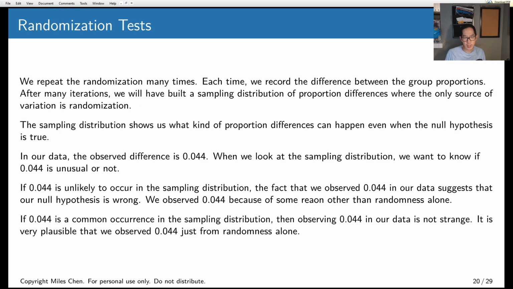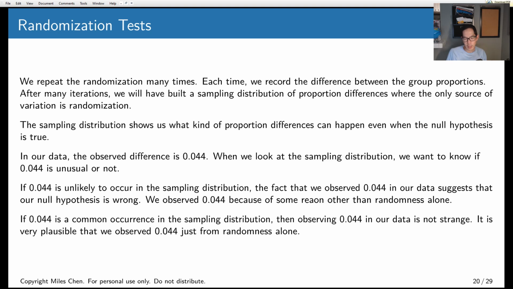What we'll do is repeat this randomization a whole bunch of times. Every time I repeat it, I'm going to record the difference between the group proportions. After a whole bunch of iterations, we're going to have all of the different proportion differences that we can get, where our only source of difference is the randomization process. And so the sampling distribution is going to show us what kind of proportion differences can happen even when the null hypothesis is true.